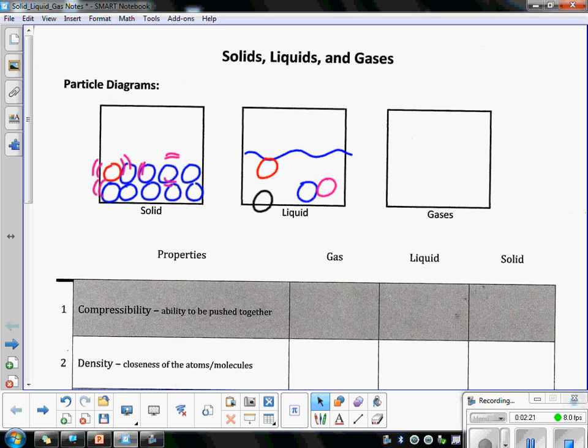It has a definite volume. The amount of volume it has isn't going to change, but they are moving, and they're moving each a little bit faster than the solids, which are only vibrating back and forth.